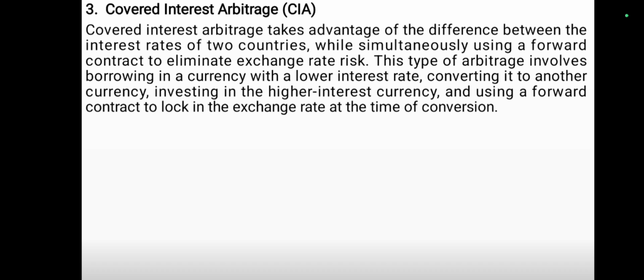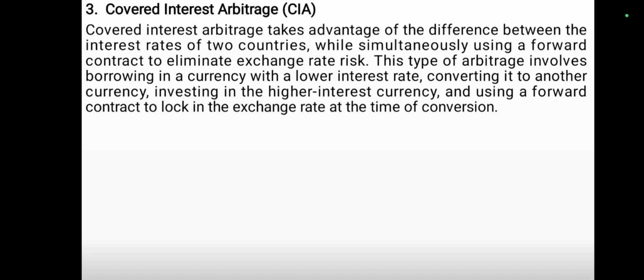Next we have covered interest arbitrage. Covered interest arbitrage considers the difference in interest rates of two countries along with using a forward contract to eliminate the exchange rate risk. A forward contract is a contract between two parties where they agree upon a future price, and every detail is contracted today for a future date. That is the forward market.